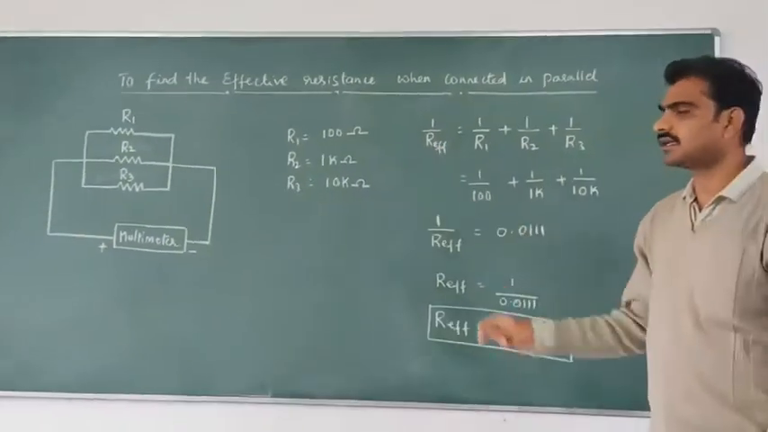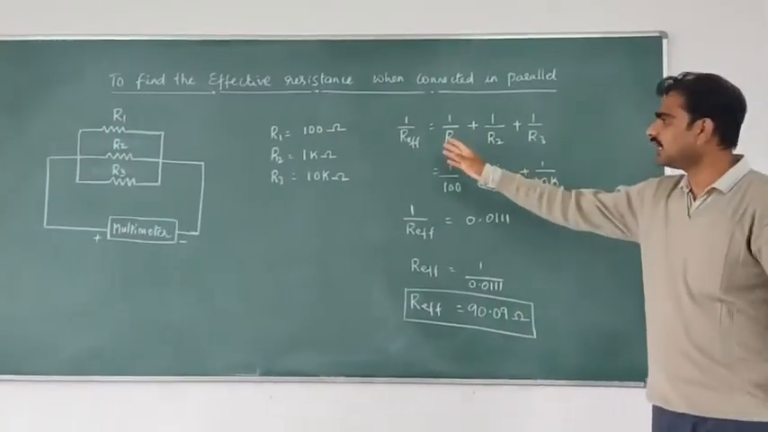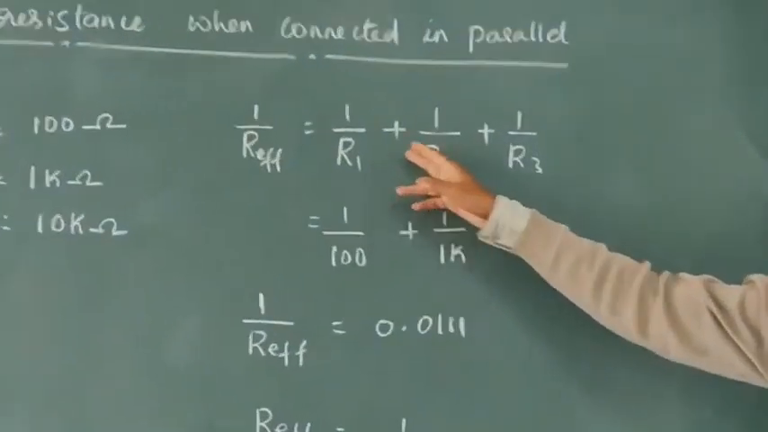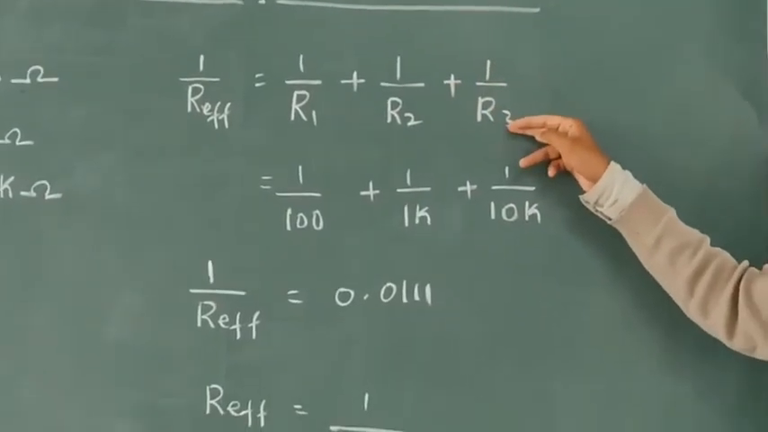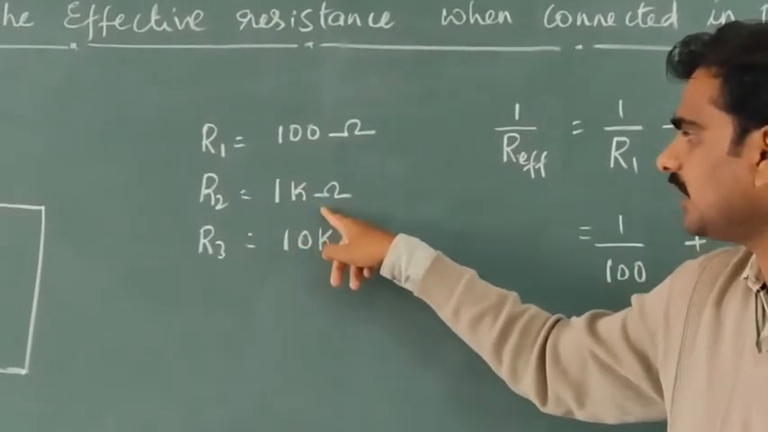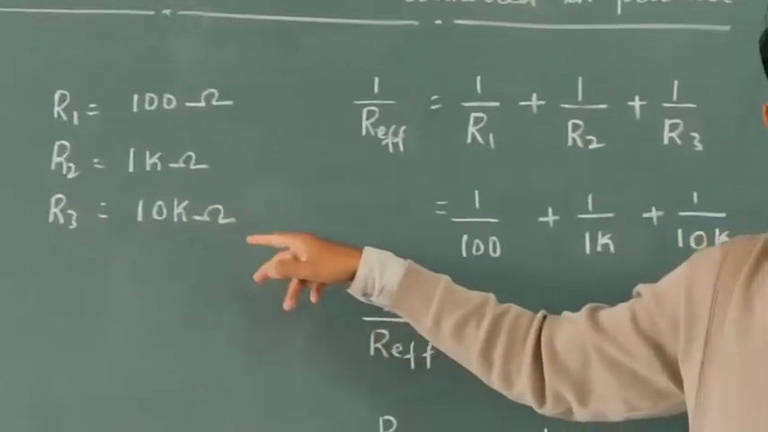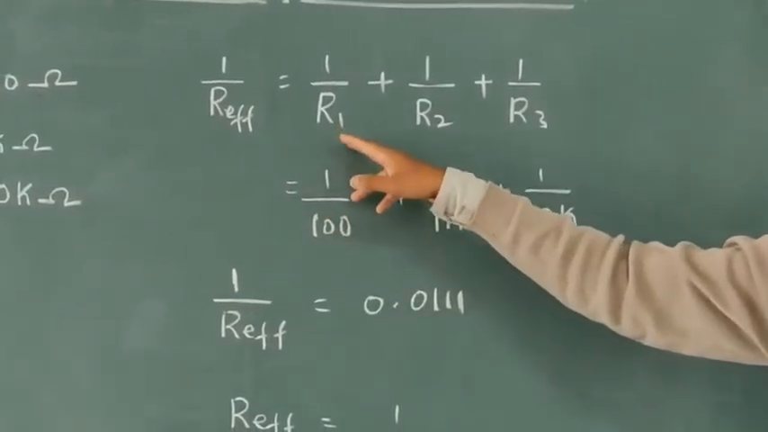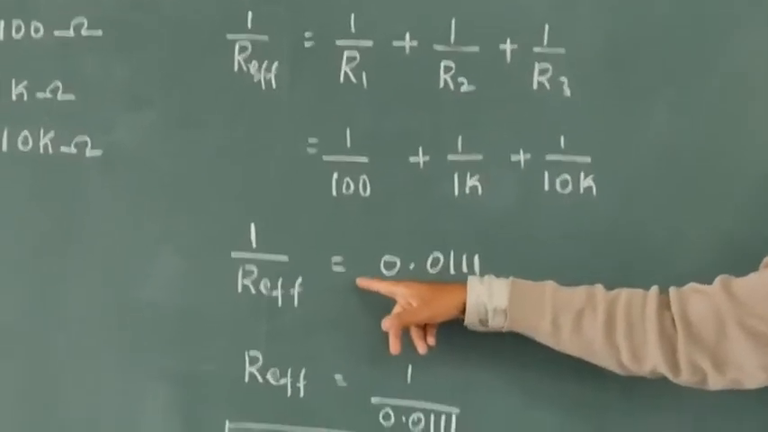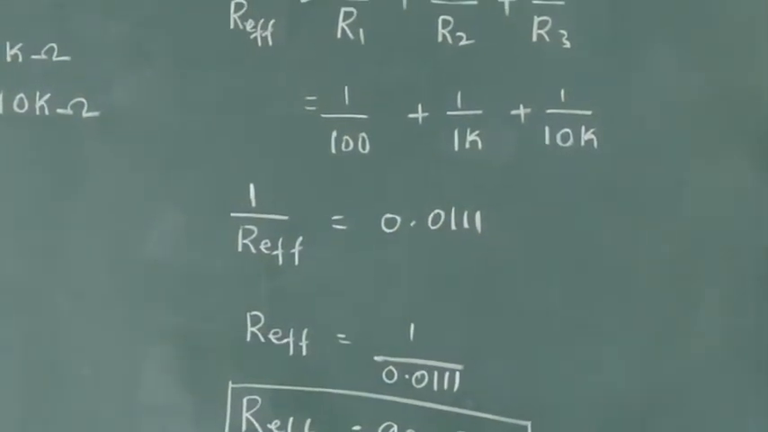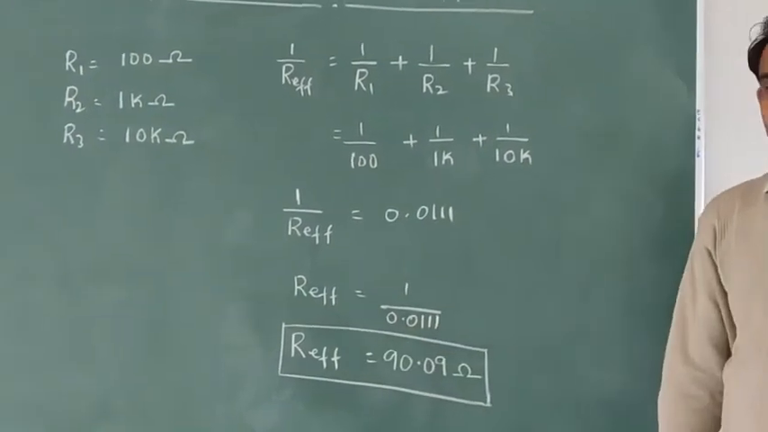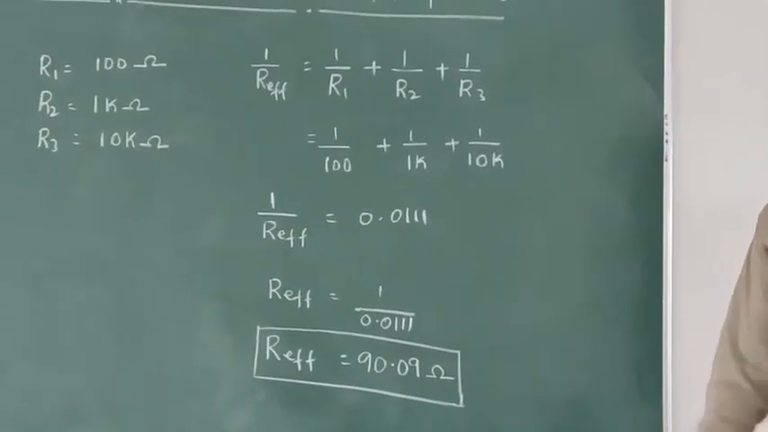When the three resistors are connected in parallel, the formula to calculate the effective resistance is 1 by R effective equals 1 by R1 plus 1 by R2 plus 1 by R3. In the circuit diagram, I have taken the value of R1 as 100 ohm, R2 as 1 kilo ohm and R3 as 10 kilo ohms. Now by substituting the values of R1, R2 and R3 in the formula, we get 1 by R effective equal to 0.0111. To calculate the effective value, just take the inverse of that, and the final value of R effective is 90.09 ohms.